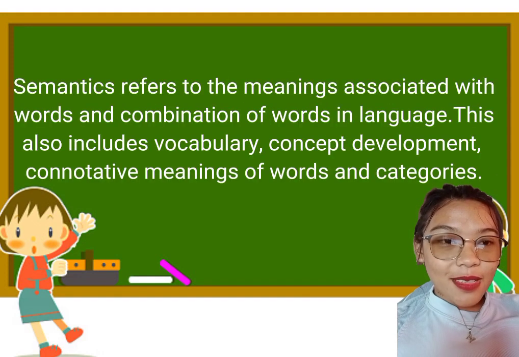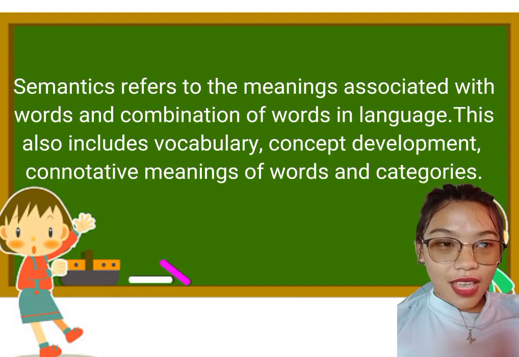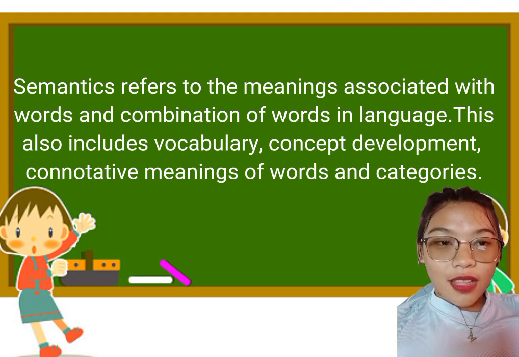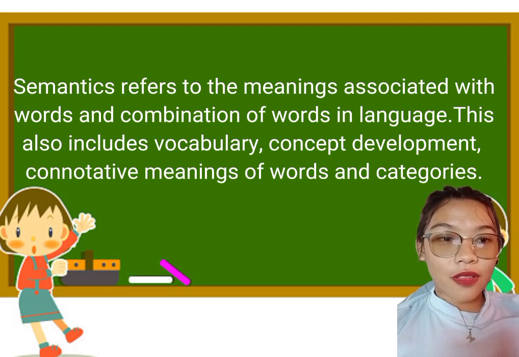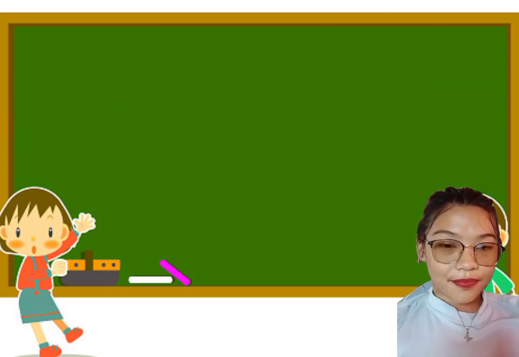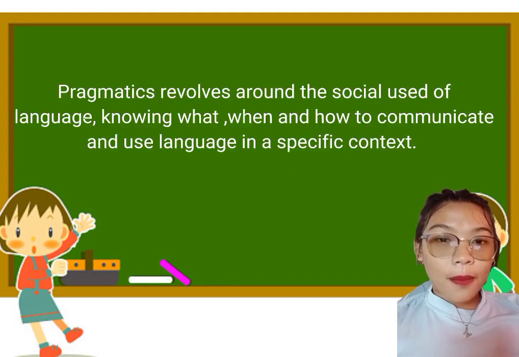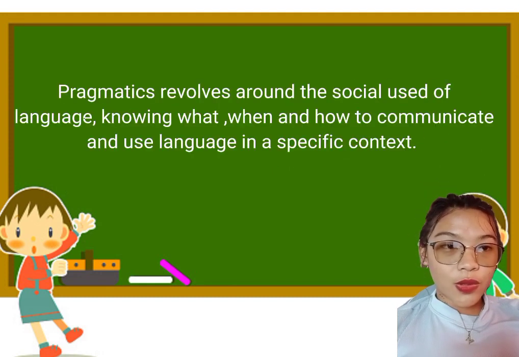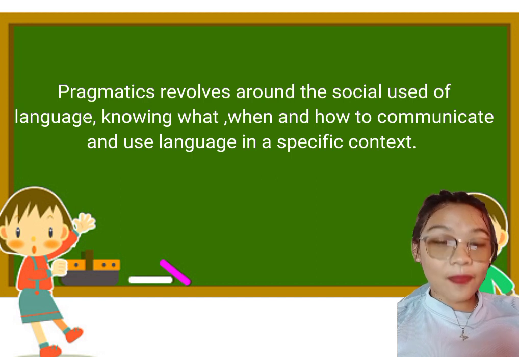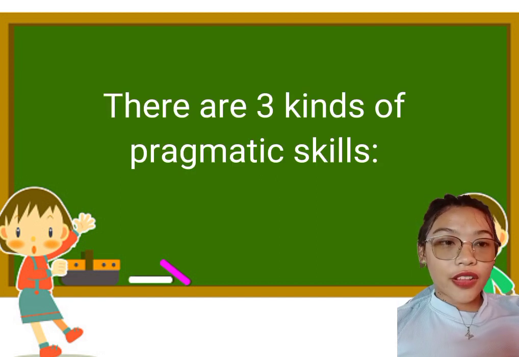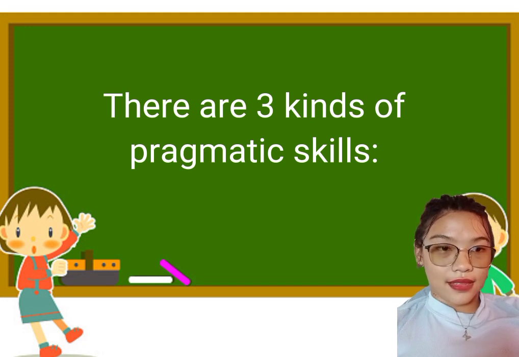Semantics. Semantics refers to the meanings associated with the words and combination of words in a language. This also includes vocabulary, concept development, connotative meanings of words, and categories. Pragmatics. Pragmatics revolves around the social use of language, knowing what, when, and how to communicate and use language in specific contexts. There are 3 kinds of pragmatic skills.